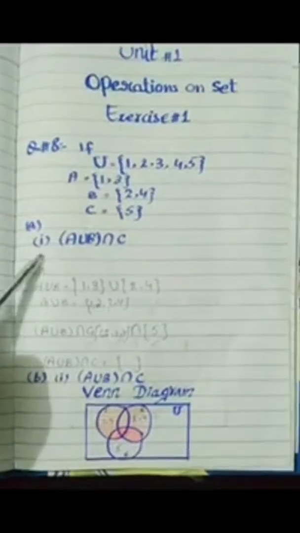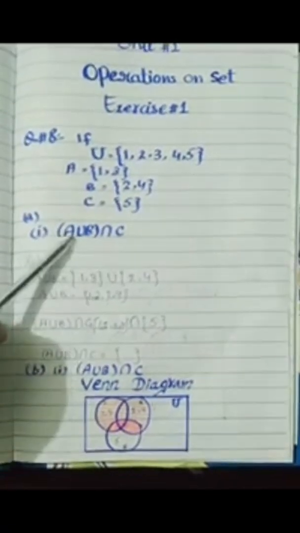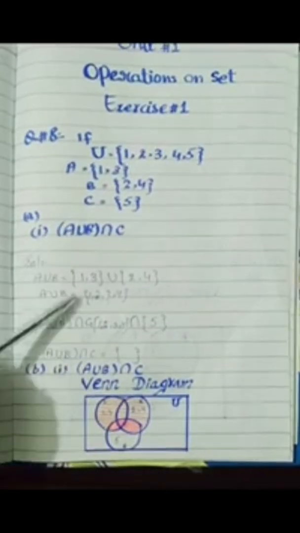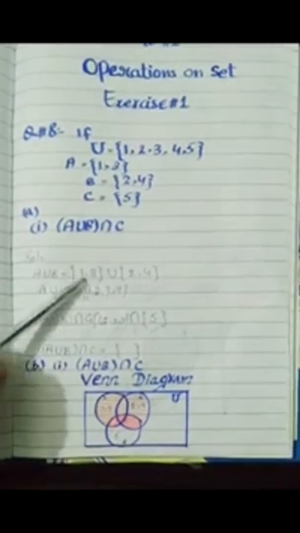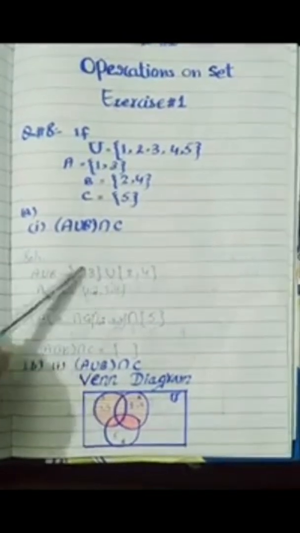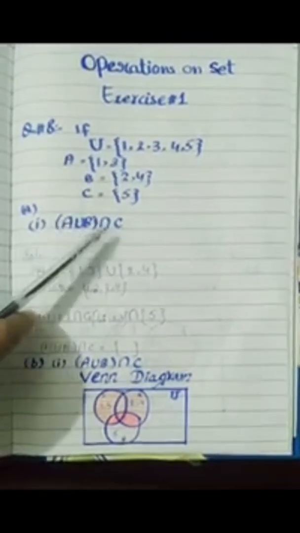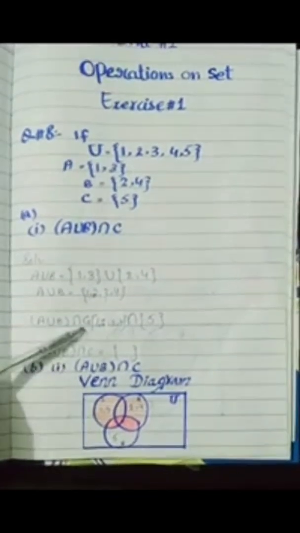Now we solve question number 8. If the universal set is equal to 1, 2, 3, 4, 5, A is equal to 1, 3, B is equal to 2, 4, C is equal to 5, then we find the values. According to question number 8, the first part is (A union B) intersection C. For A union B, we solve the bracket first. We combine both elements of the sets, and we get 1, 2, 3, 4. Then (A union B) intersection C means we find the intersection with C.